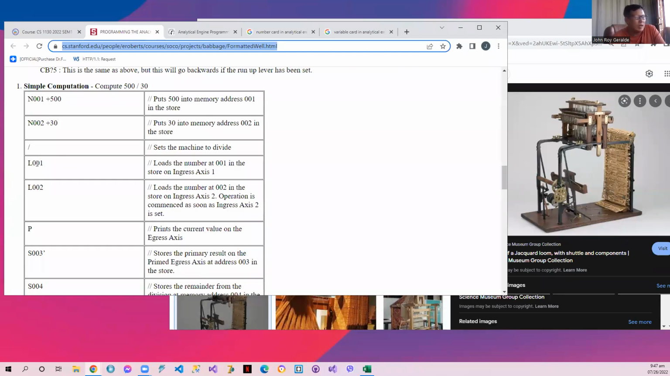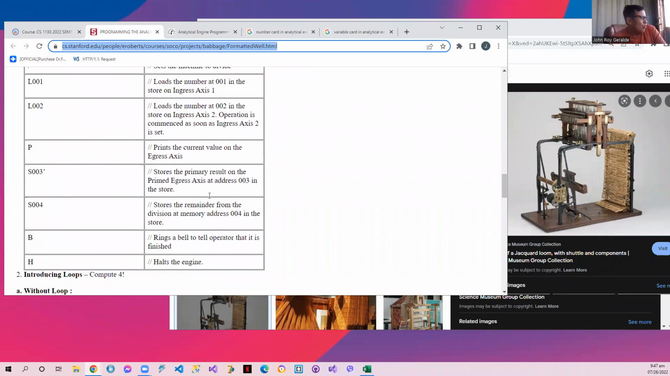When you say L001, this is a variable card. We say load the number at 001 in the ingress axis 1. The first load goes to the ingress axis 1. The second load goes into the ingress axis 2. So in this example, we have the series divide L001 and L002. This means L001 divided by L002. Okay. The variable L001 is divided by the variable L002. Okay. But L002 loads the number to ingress axis 2. Okay.